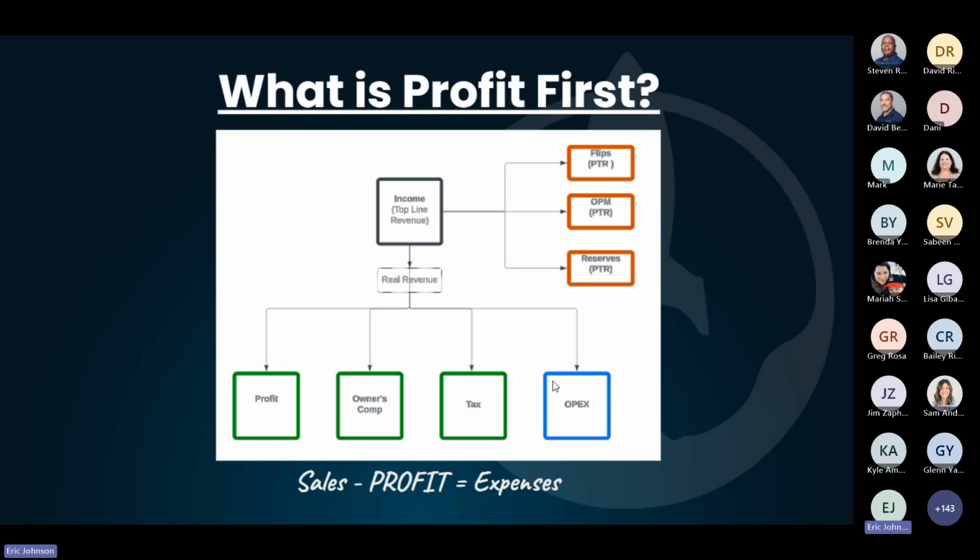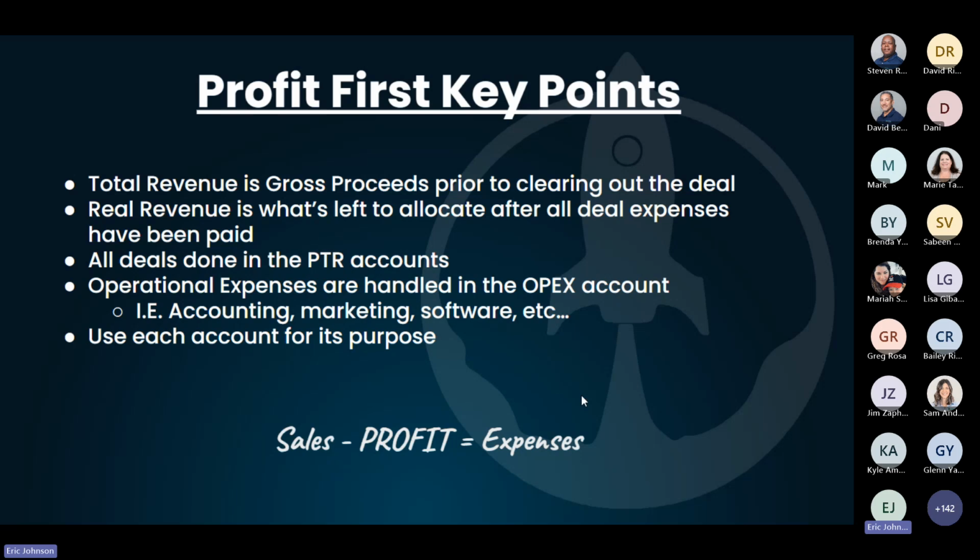The OPEX account is the one that benefits the business, okay? This is going to be your regular expenses. We're going to go much deeper into this on this call, but at this point, I just want you to know the basic separations that we're going to talk about. PTR accounts are going to handle all of the deal transactions. The profit, owner's comp, and tax accounts are going to be for your benefit. And the OPEX account is going to be for running your business.